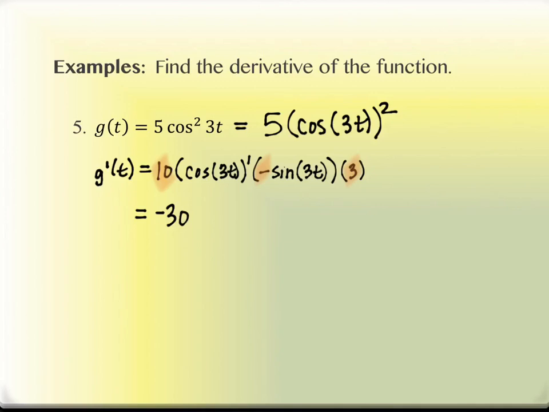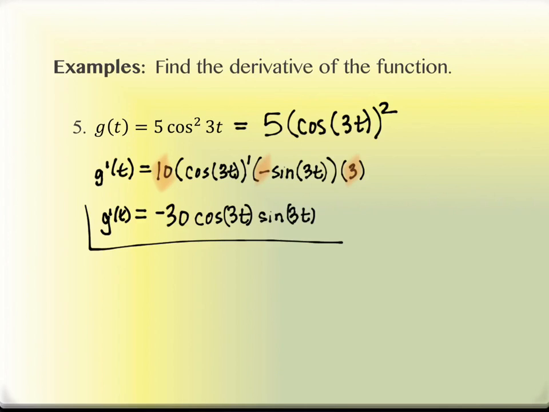And then I have cosine of 3t. You can put the parentheses around the 3t or not. And I have the sine of 3t. So either like this, or if you want, you can put the parentheses around the 3t's. Okay, any questions on that one? Double insides.